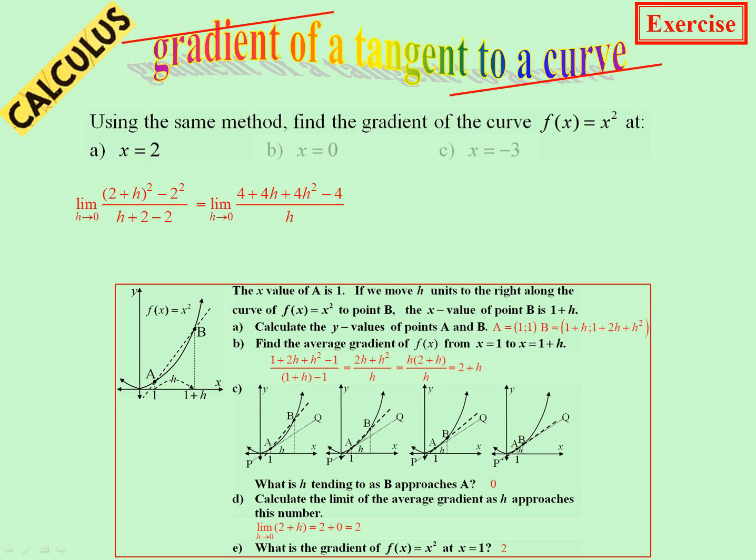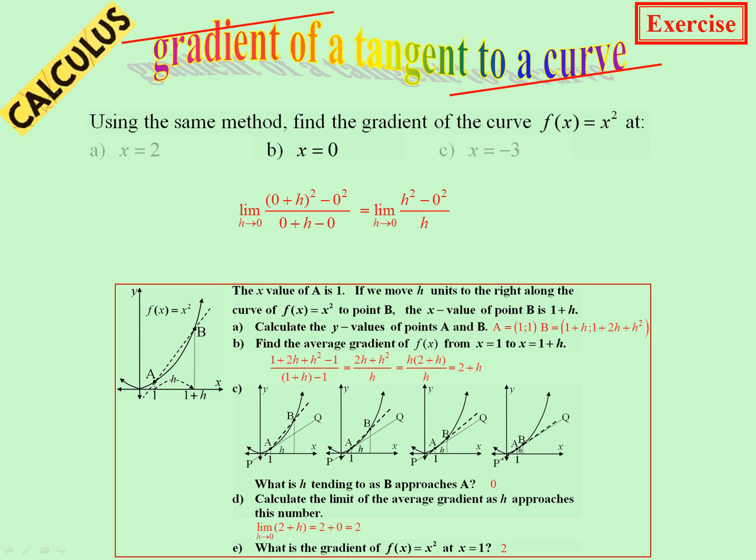Simplifying, we are, and the limit as h tends to 0 is 4. Same process on x equals 0. So we have 0 and 0 plus h. And the limit of h as h tends to 0 is 0.